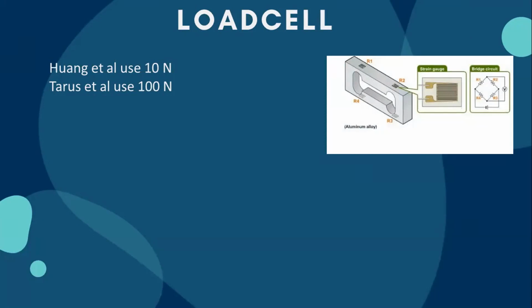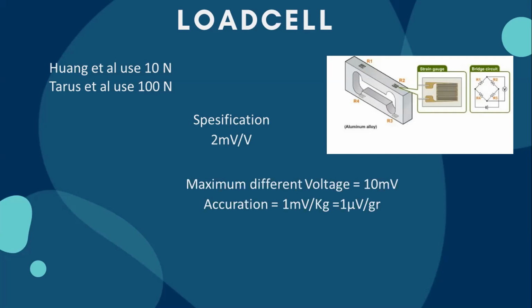The load cell is made of aluminum alloy and has 4 strain gauges. The strain gauge will convert force such as tension, compression, pressure, or torque into an electrical signal that can be measured and standardized. However, the maximum signal output is only 2 millivolt per volt. And if we use 10 volts, the maximum signal output is 10 millivolt, so that an accuracy of 1 microvolt per gram. And the microcontroller cannot detect this voltage.